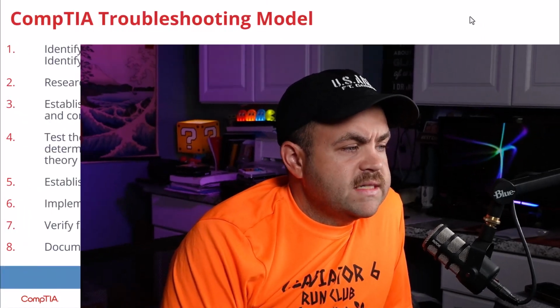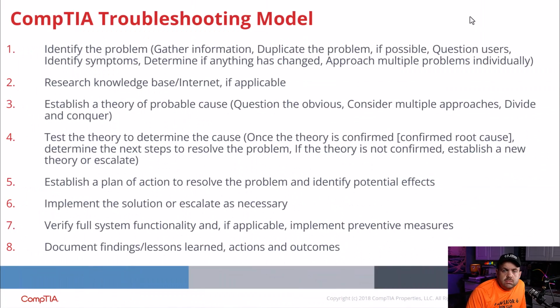And then finally, we're going to establish our plan of action. So our plan of action might be, hey, we need to reinstall the operating system. Okay, verify with the user, get everything backed up, do a clean install of Windows, and then from there, we are going to verify. So now we're moving on to step 7.